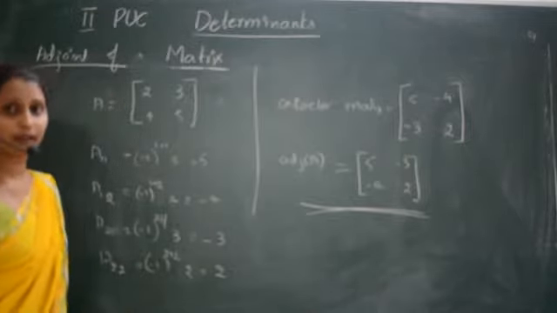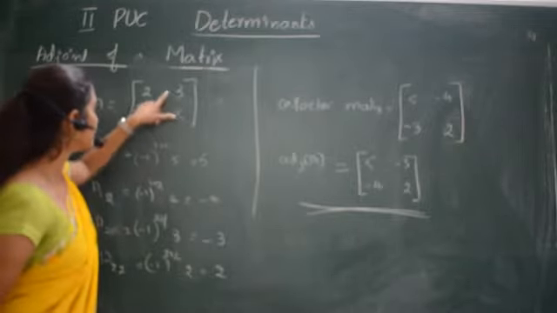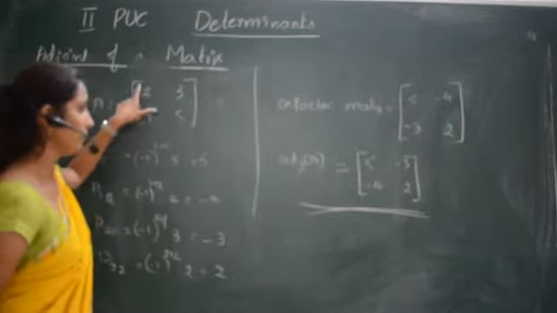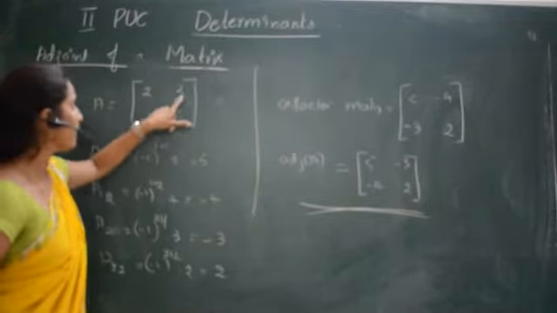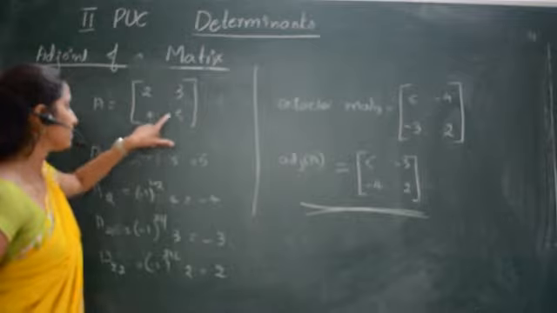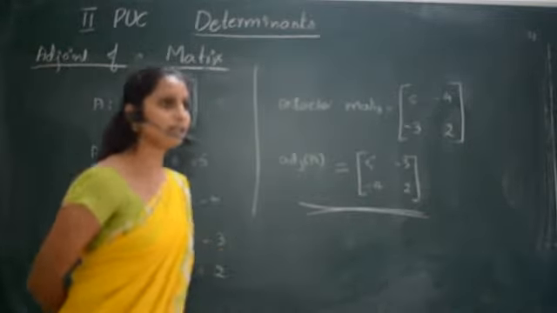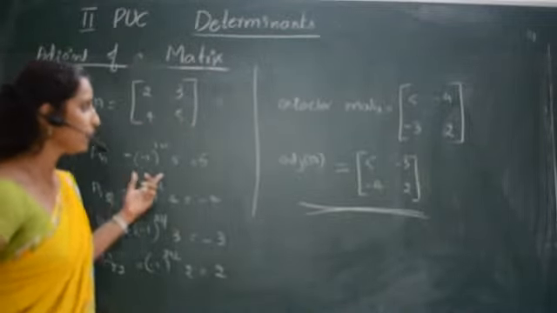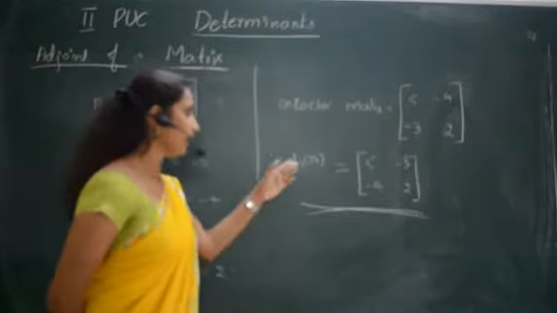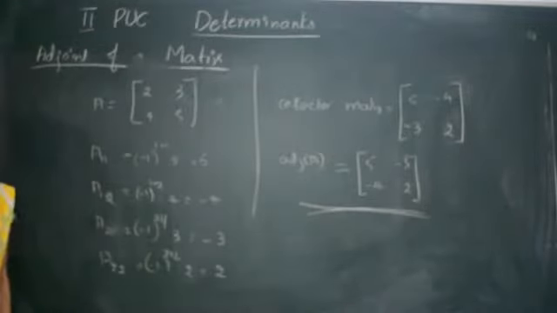Only in the 2 by 2 matrix, the adjoint of a given matrix is obtained by interchanging these two elements, and by changing the sign of these elements. We have interchanged the principal diagonal and we have changed the sign of the other elements. So that way we can find the adjoint of a 2 by 2 matrix.